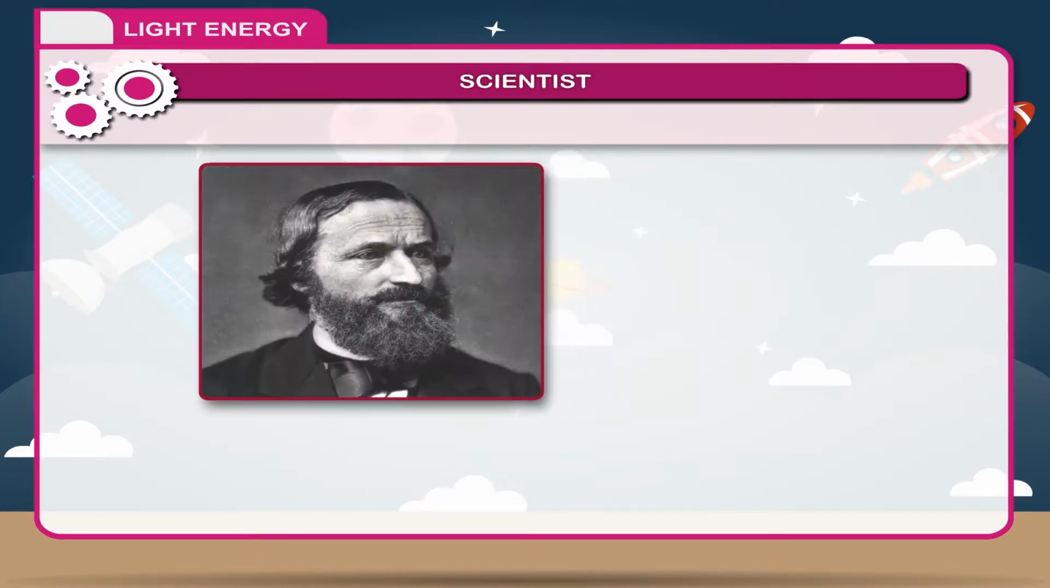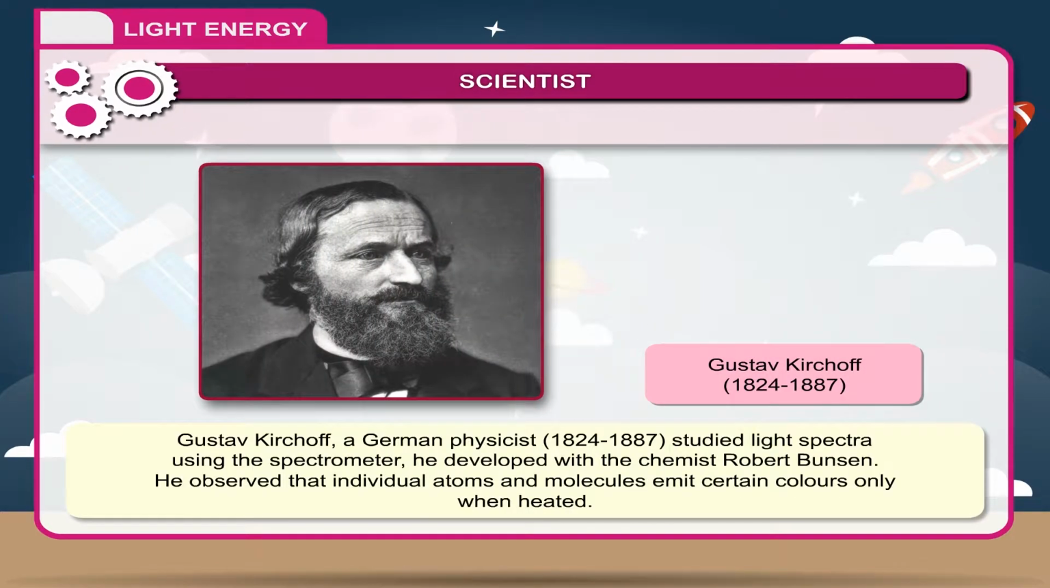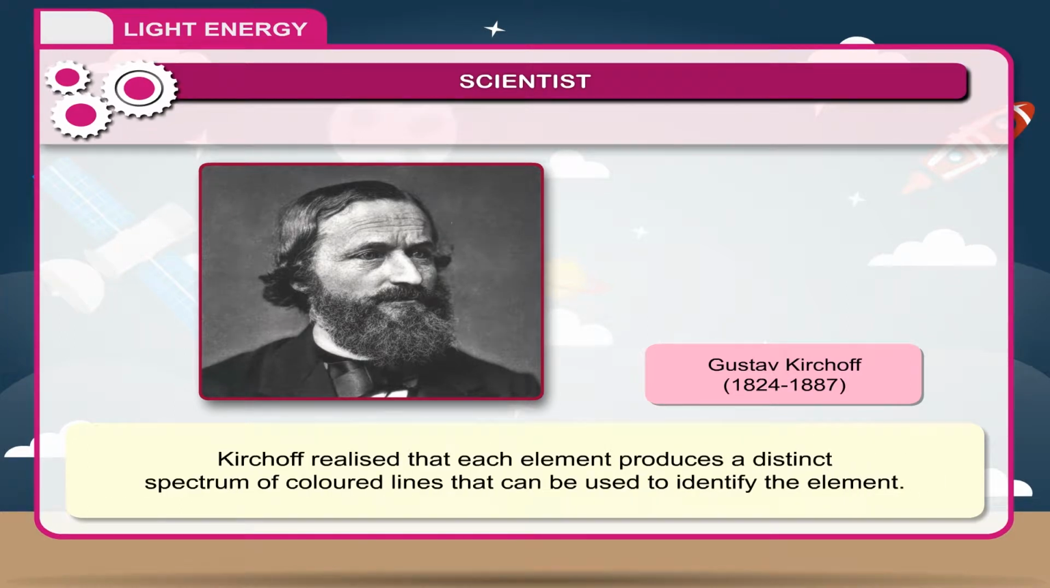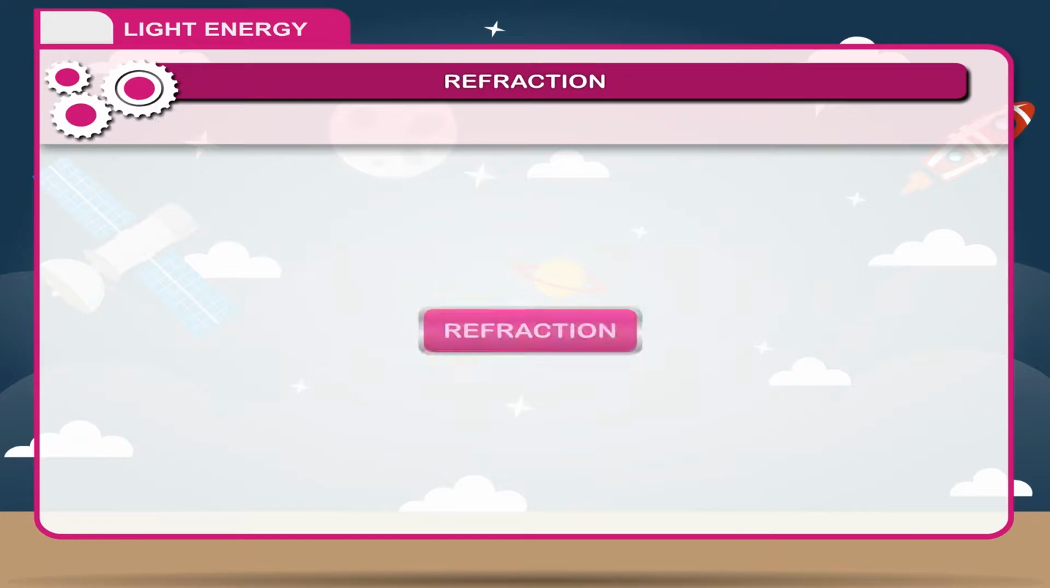Scientist. Gustav Kirchhoff, a German physicist, 1824 to 1887, studied light spectra using a spectrometer he developed with the chemist Robert Bunsen. He observed that individual atoms and molecules emit certain colors only when heated. Kirchhoff realized that each element produces a distinct spectrum of colored lines that can be used to identify the element.